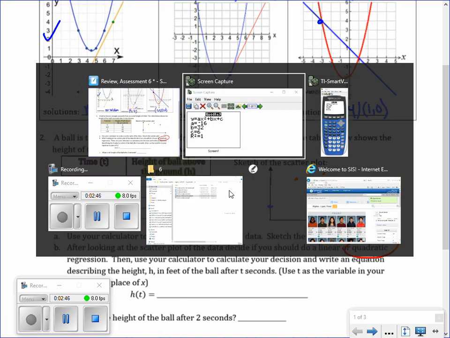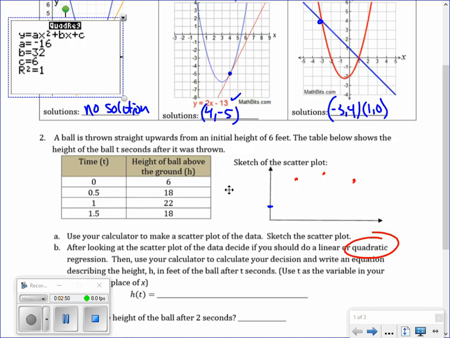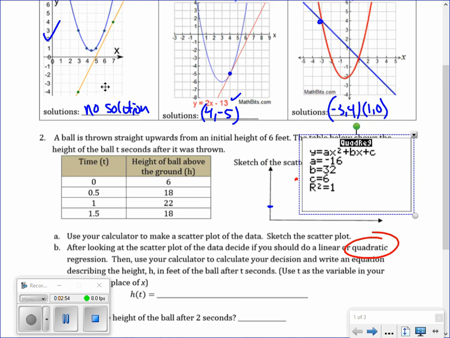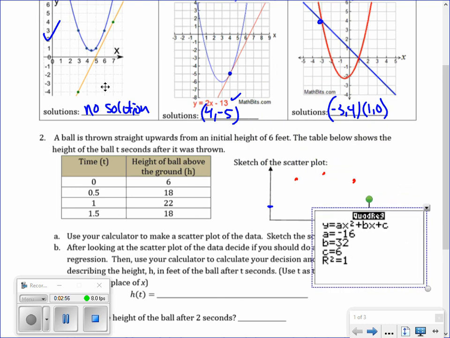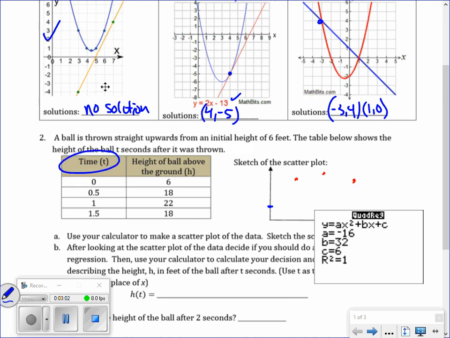Now the question says to write your answer using t instead of x. That's just because this is given in time. So h of t equals -16t squared plus 32t plus 6. And the r squared is 1.